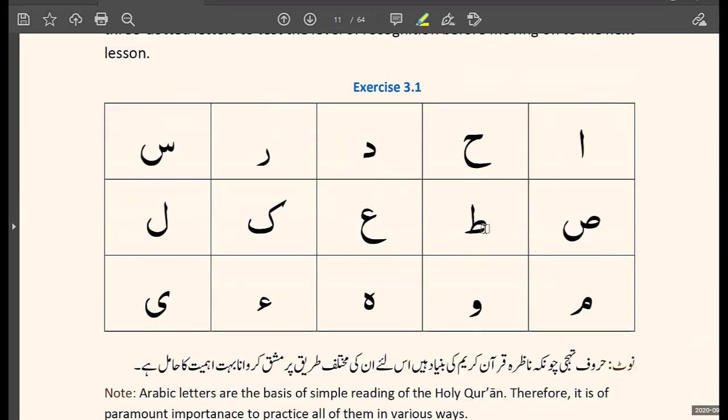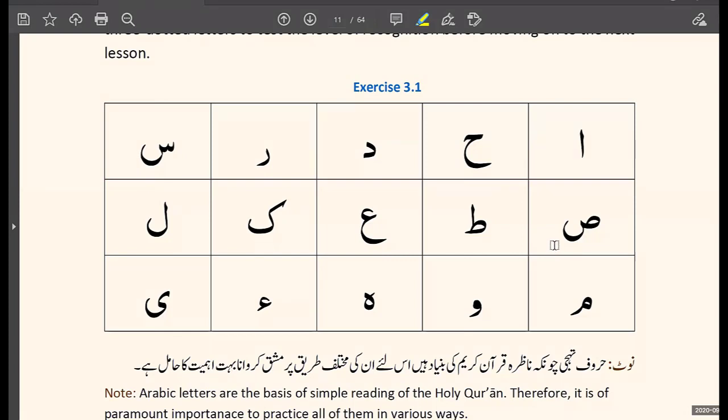Okay, good. Now, can you read this exercise 3.1? Alif. No, not alif, it's lam and fa. Quick, lam and fa joining. Alif, ha, dal. You know, this is a thin letter. Dal, ra, sin.